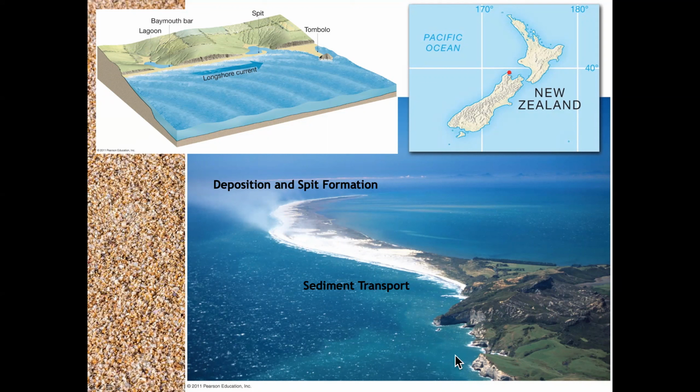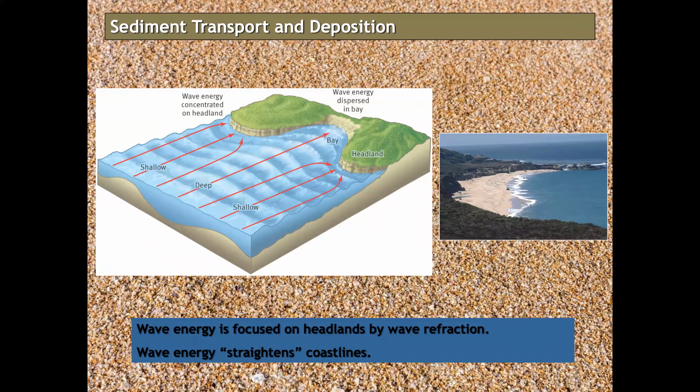And oftentimes you run out of coastline, and therefore the water current slows down and the material is left behind in the form of a sandbar, essentially. Again, the idea of headlands and pocket beaches. Energy is focused on the headlands by wave refraction, which is the bending of waves. And the end goal is to deposit here and erode here and to eventually straighten out the coastline.